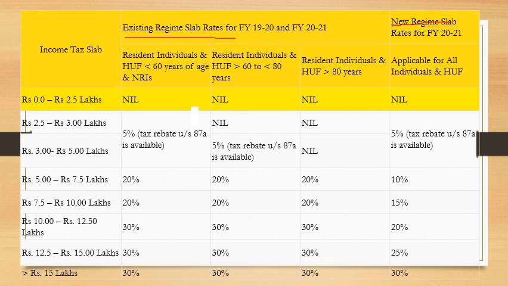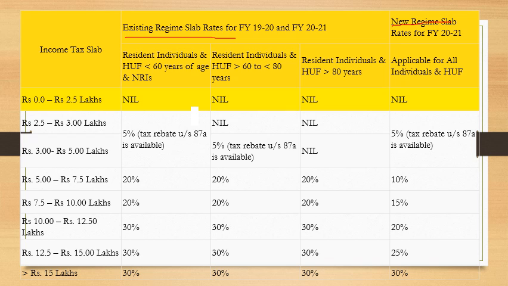In the old regime I can get this. In the new regime also I can avail that facility. If the income is between 5 to 7.5 lakhs, the old rate is 20%, the new rate is 10%. If the income is between 7.5 to 10 lakhs, in the old rate it is 20%, in the new rate it is 15%.